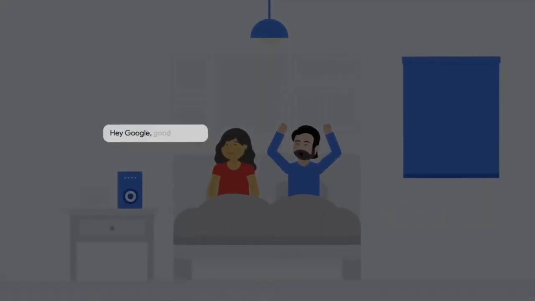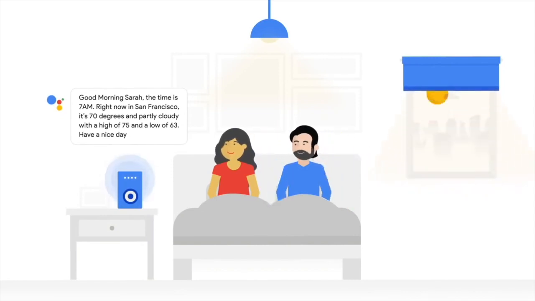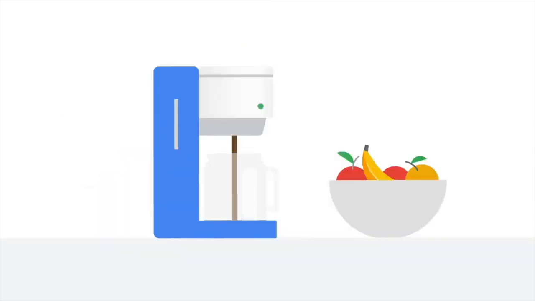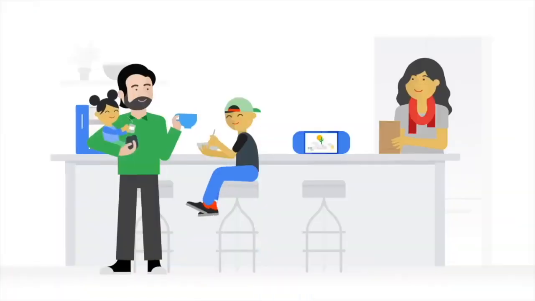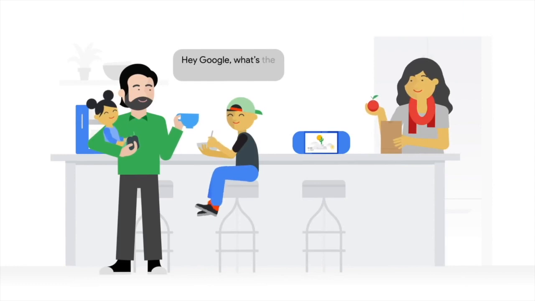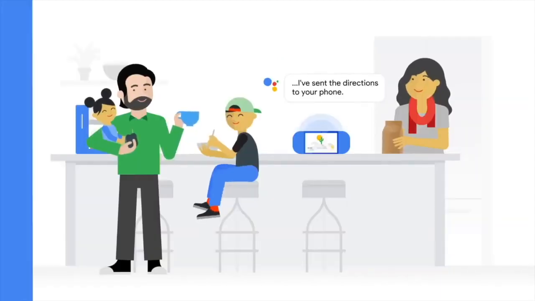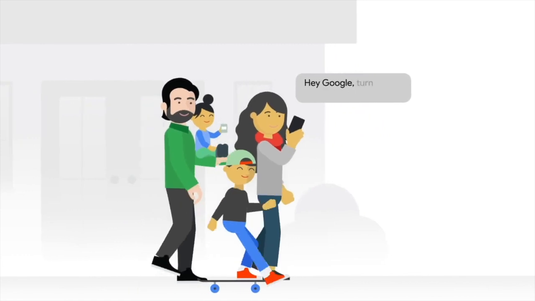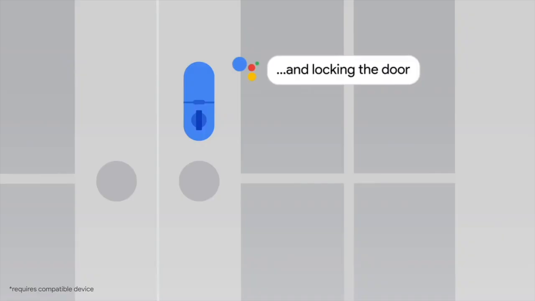Hey Google, good morning. Good morning, Sarah. The time is 7 a.m. Right now in San Francisco, it's 70 degrees with a high of 75 and a low of 63. Have a nice day. Hey Google, what's the traffic like to work? On your way to work, traffic is moderate as usual. It is 15 minutes by car. I've sent the directions to your phone. Hey Google, turn off the lights and lock the door. Okay, turning off 5 lights and locking the door.